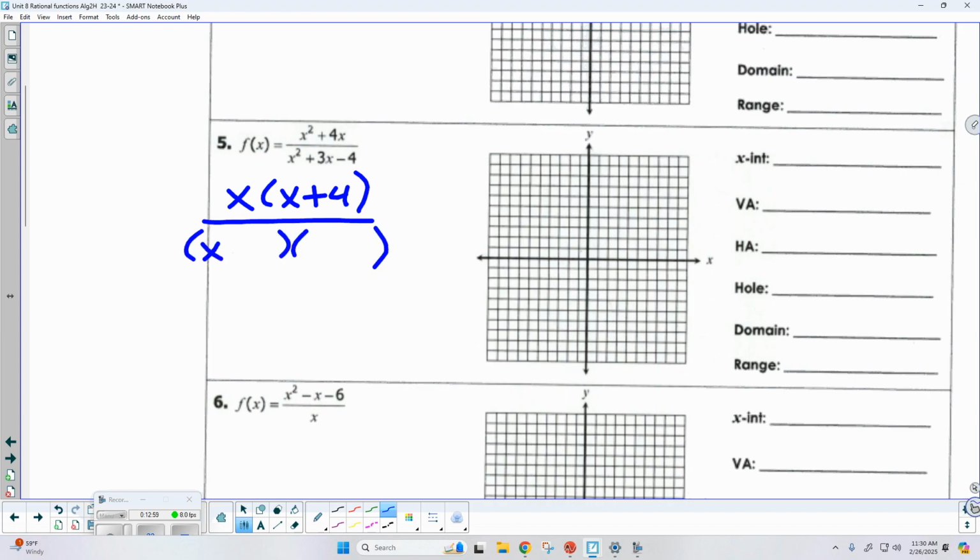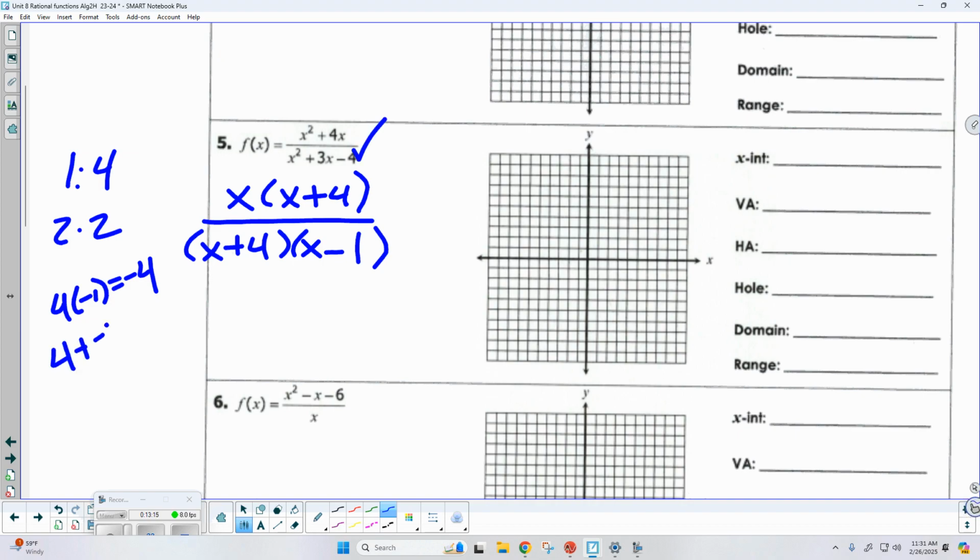It's definitely x and x. We've only got 2 possibilities: we either have 1 and 4, or 2 and 2. There we go, so plus 4 minus 1, because 4 times negative 1 is our negative 4, and 4 plus negative 1 is our positive 3. So this one has a hole because something cancels.